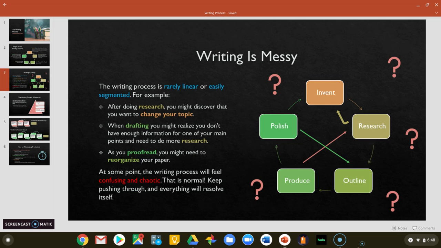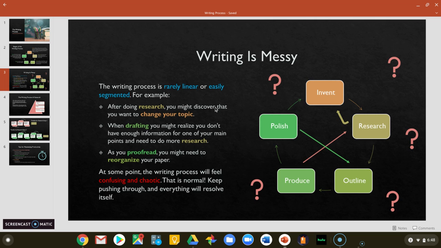Now, the one thing to know about the writing process is while we talk about 5 different stages, a writer isn't always going to clearly move from one to the next to the next. Sometimes things get a little messy and a writer may be stuck in multiple stages or doing multiple stages at the same time. All right, so this process is rarely linear or easily segmented.